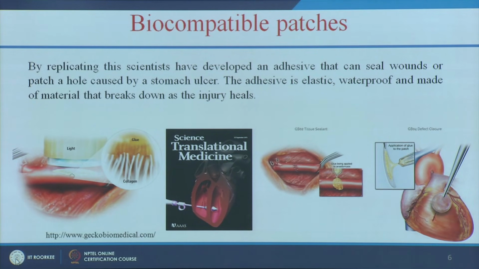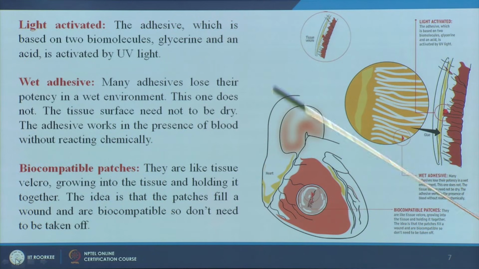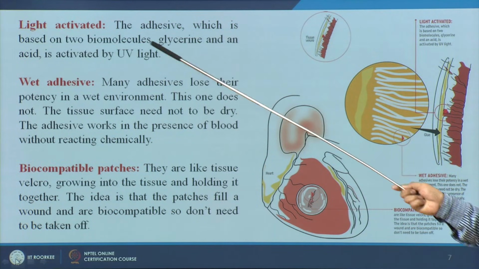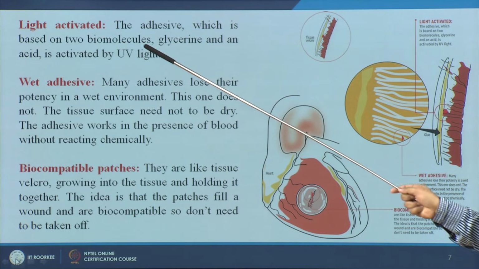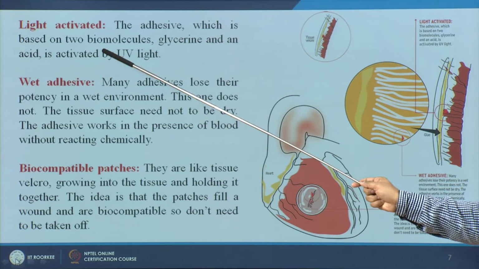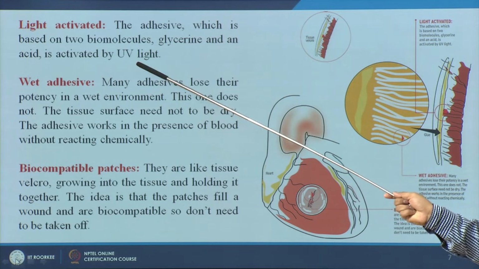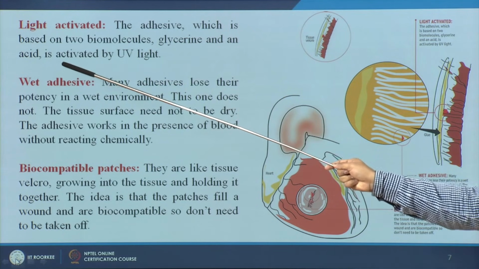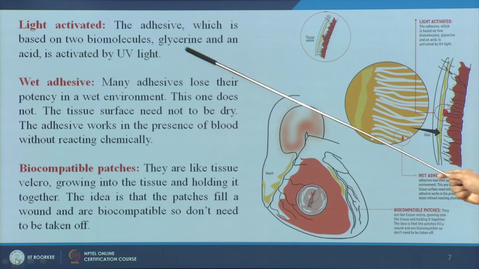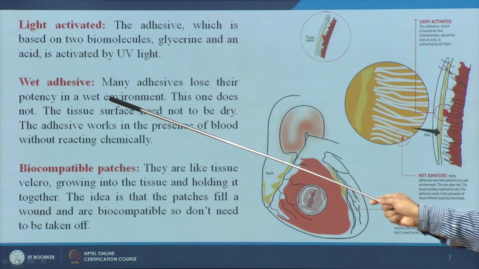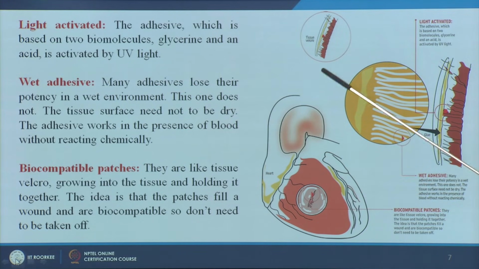How does this biocompatible patch work? Let us see. This adhesive is made up of two biomolecules, one is glycerin and the other one is an acid. This will be activated by UV light. This adhesive is patent protected, and we can use this wet adhesive for sealing wounds.